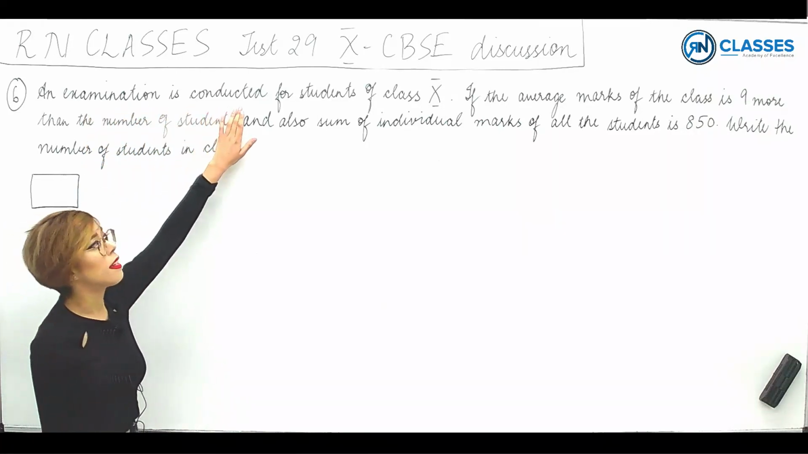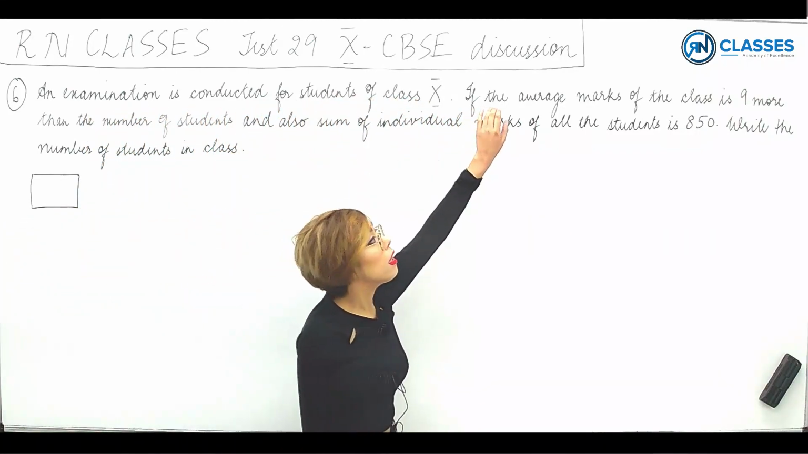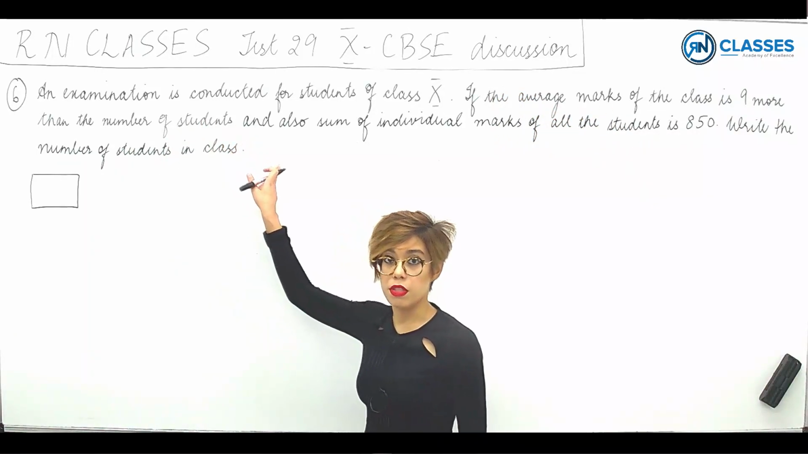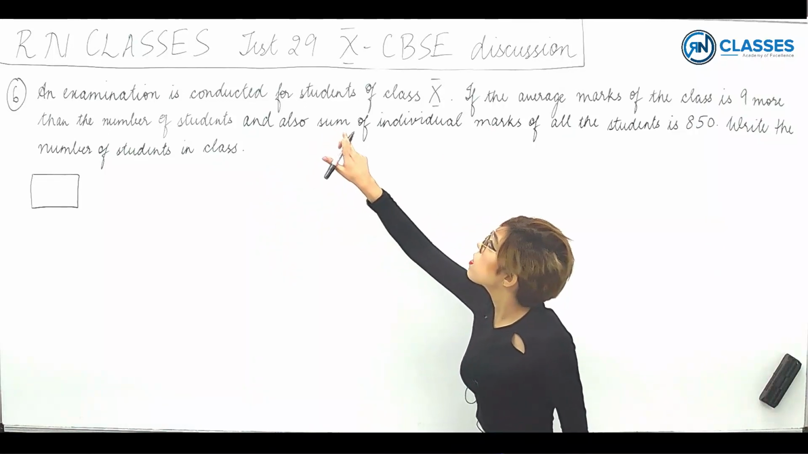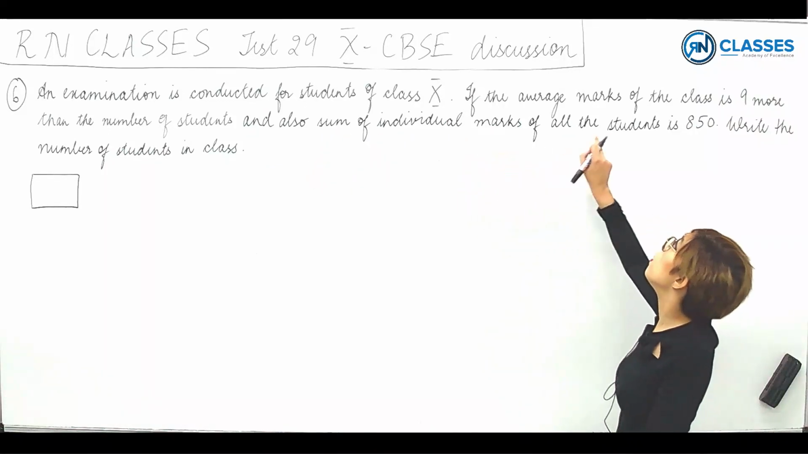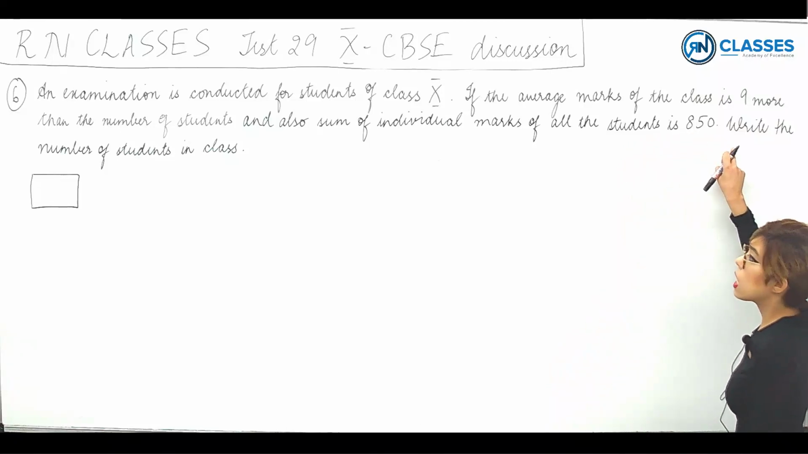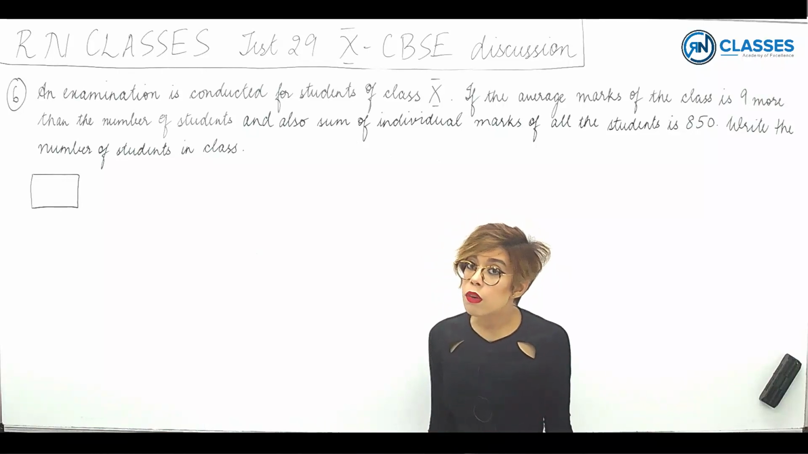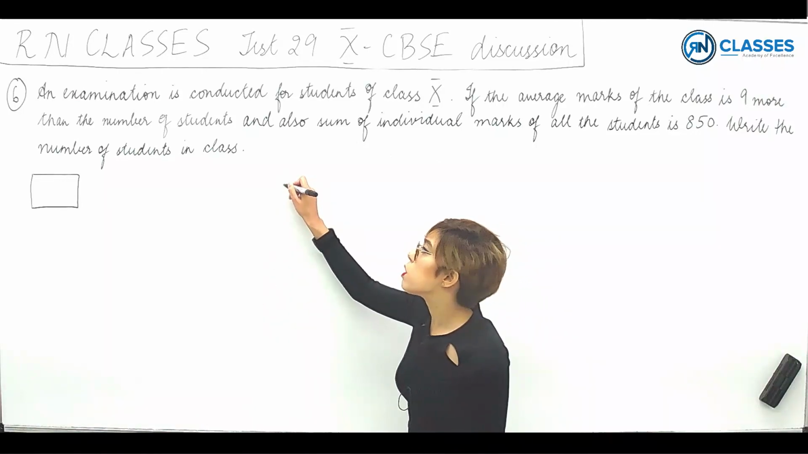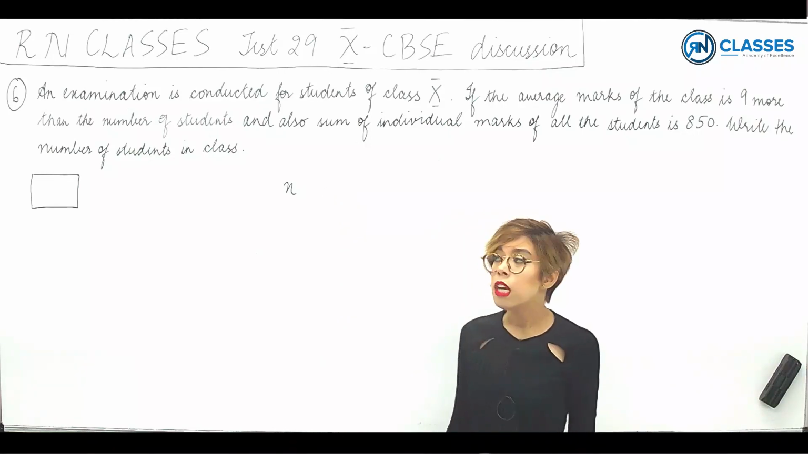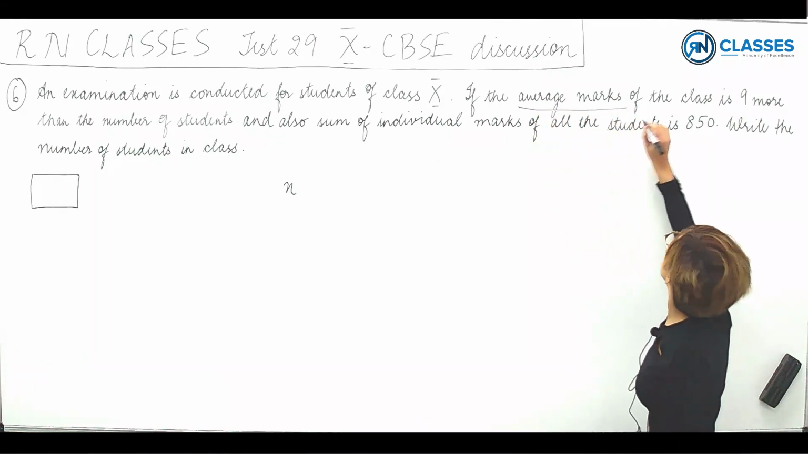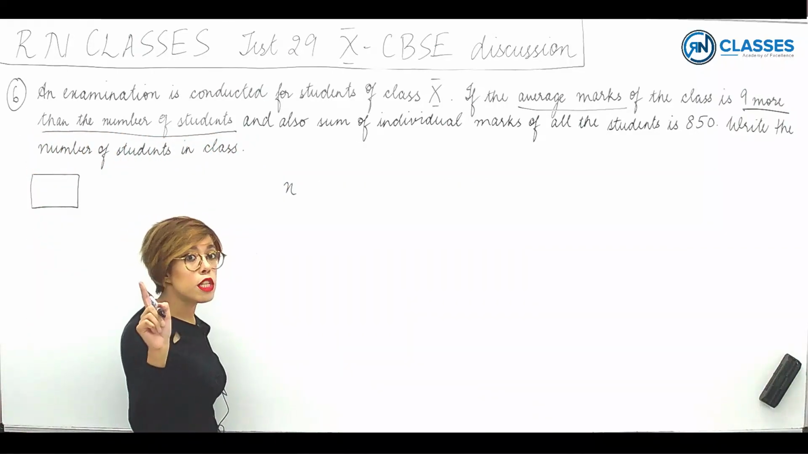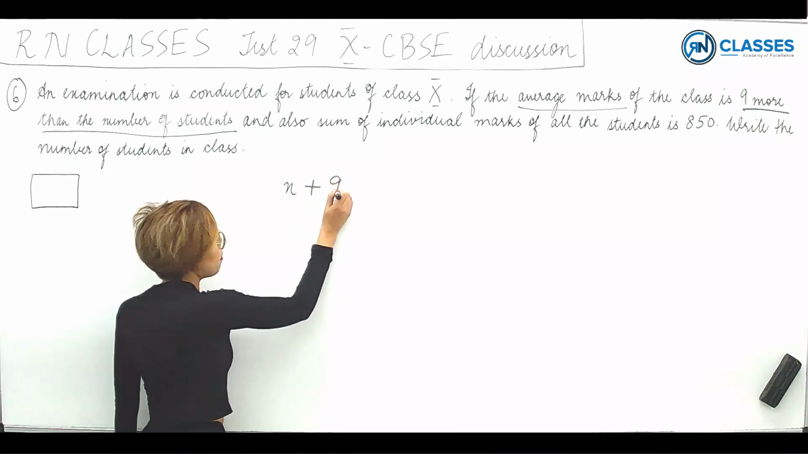An examination is conducted for students of class 10. The average marks of the class is 9 more than the number of students. Also the sum of individual marks of all the students is 850. Then write the number of students in the class. Now first of all, what we need to find out, let's suppose it. Let the number of students in the class be n. Now I know that the average marks is 9 more than the number of students. So the average marks is n plus 9.